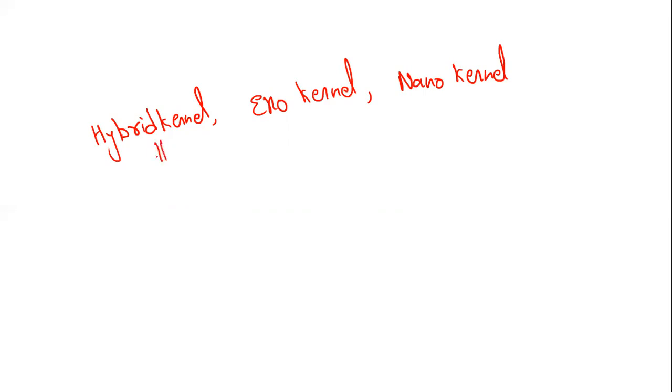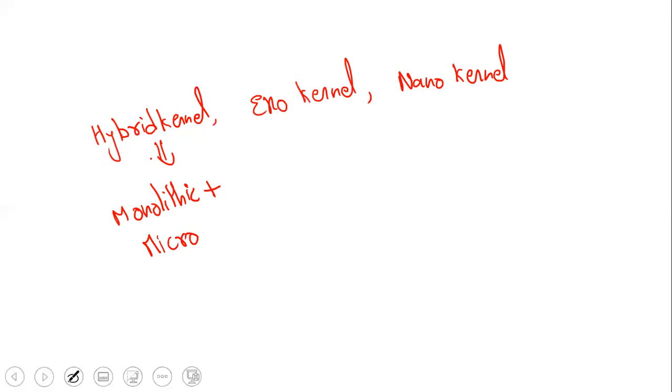Hybrid kernel is, I'm just giving an overview, student, a combination of both: the monolithic kernel, whatever I discussed now, plus the microkernel. That's why I'm calling it a hybrid kernel. A hybrid kernel has the features of the monolithic as well as the microkernel. Obviously, if it has the features of both, it uses the speed of the monolithic and the modularity of the micro. It takes all the advantages, and this hybrid kernel is designed.